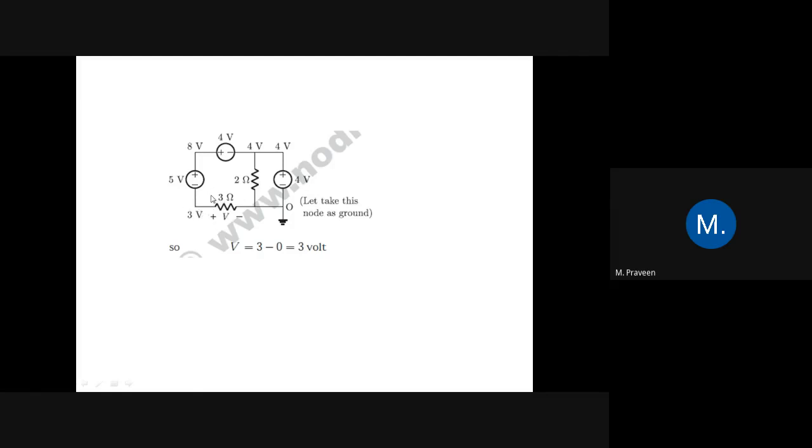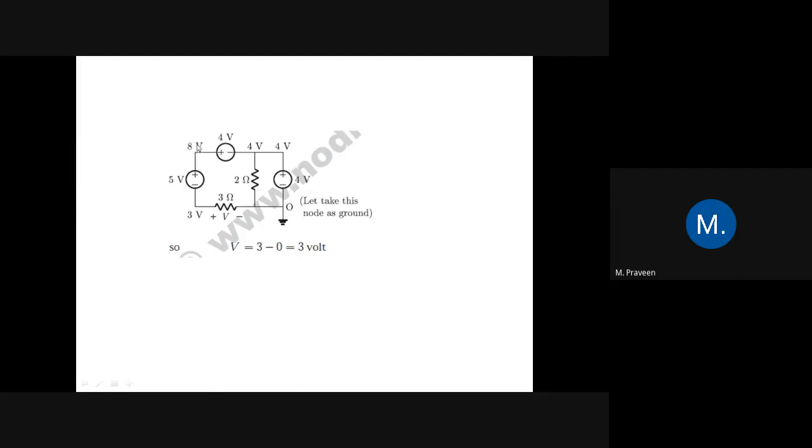So very simple. Just one more time I will explain. Here it is 4 volt, and this 4 volt is going to be the voltage at this 2 ohm resistance. So here also you are going to have 4 volt. Just see the voltage source: it is minus to plus, therefore here also it is minus to plus. Minus to plus means both voltage sources have to be added. So 4 plus 4 is going to be 8.